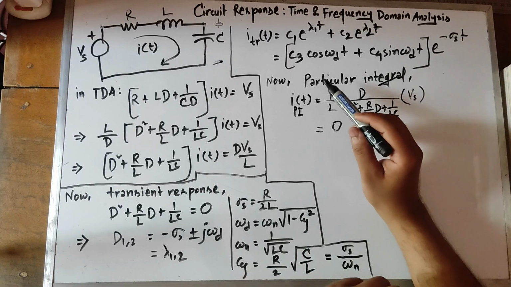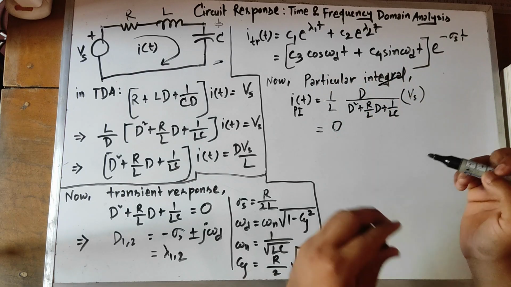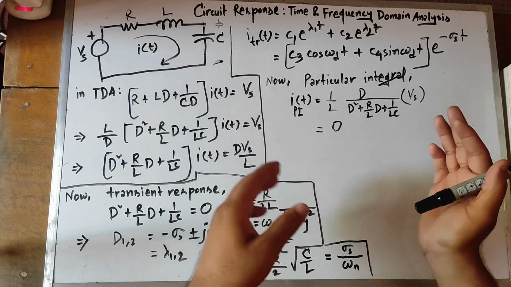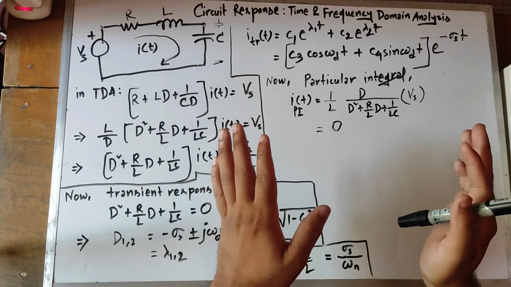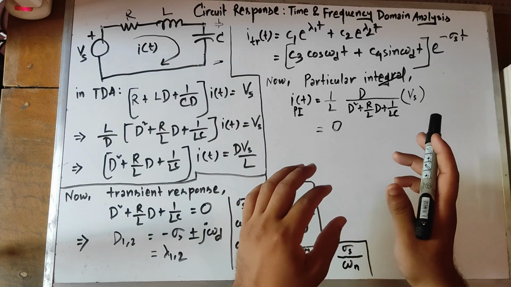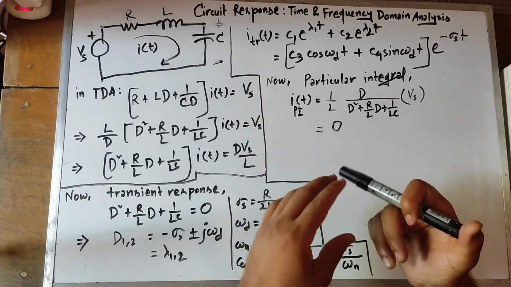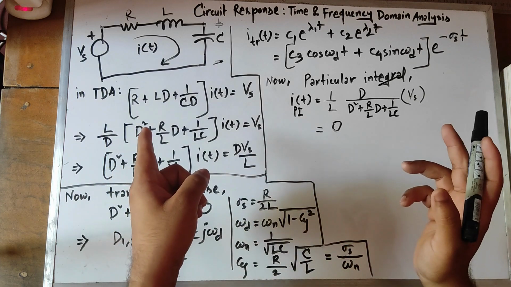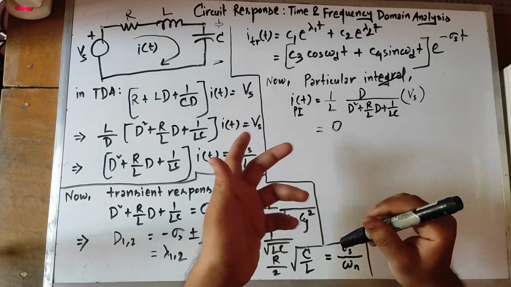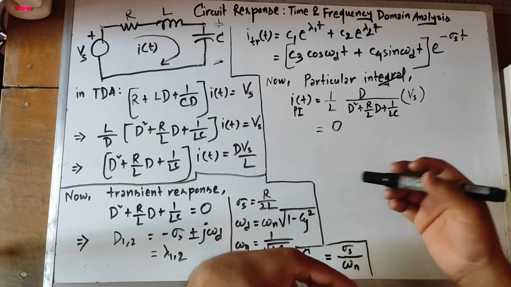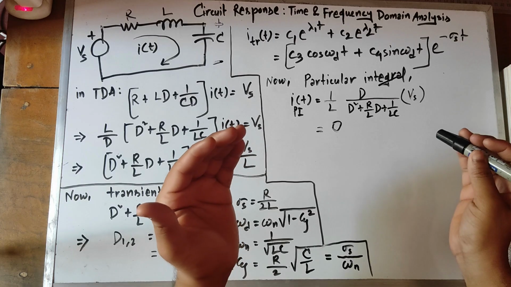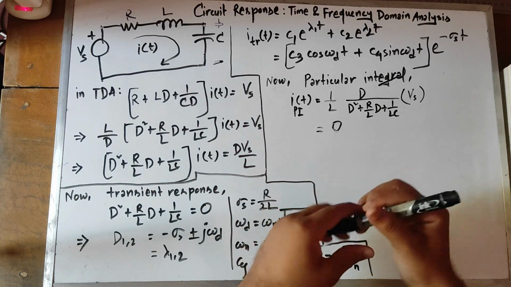Now we have to find the arbitrary constants. If you have already seen my previous video on the source free RLC circuit response, I have already derived the arbitrary constants there, but because there's a source in this configuration, I have to find the arbitrary constants again, but I will do it in a bit of a shortcut way.